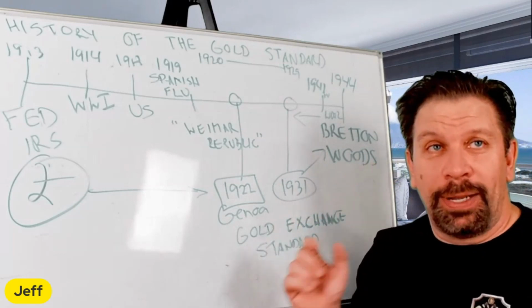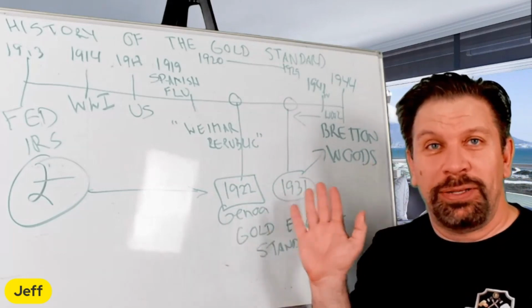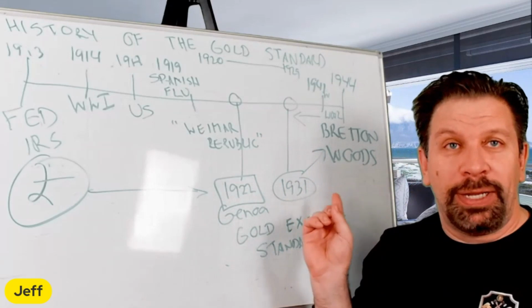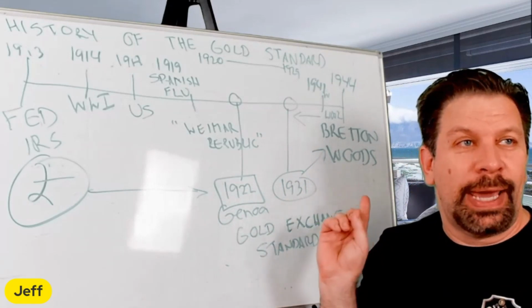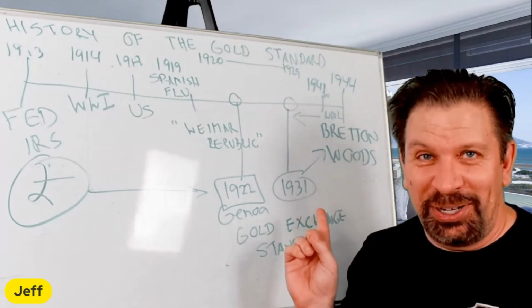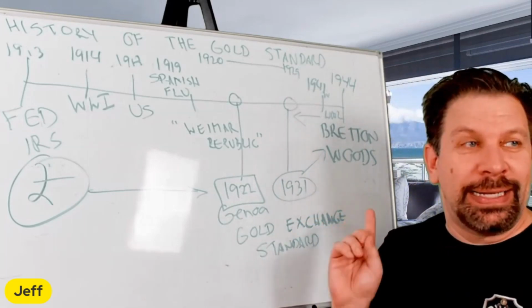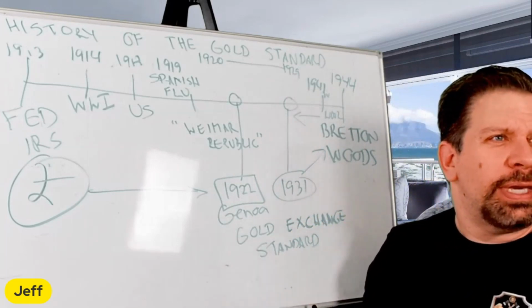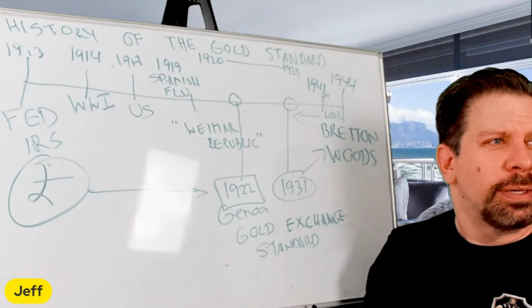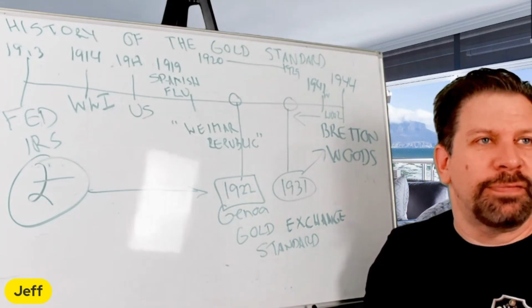Now, other things are happening, and I want to try and wrap this up before we get too long. So the other thing that happened here, one more thing I wanted to mention, is that the U.S. goes off the gold standard at this point. And that happened in 1933 with the Emergency Banking Act of 1933.